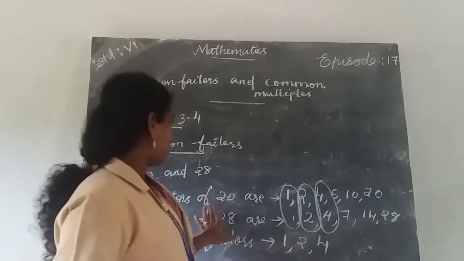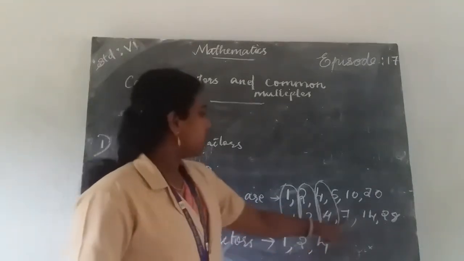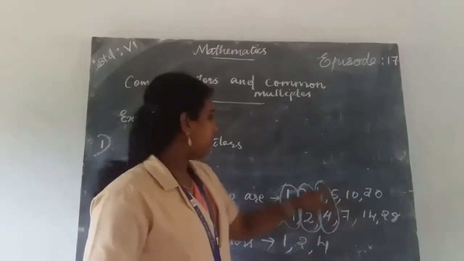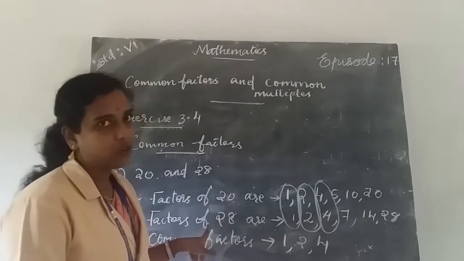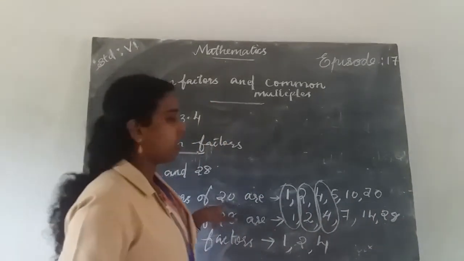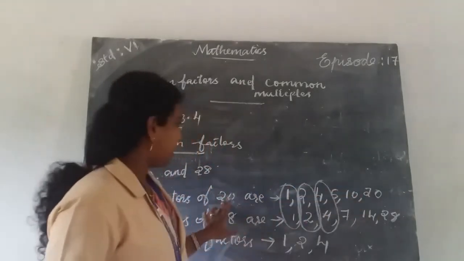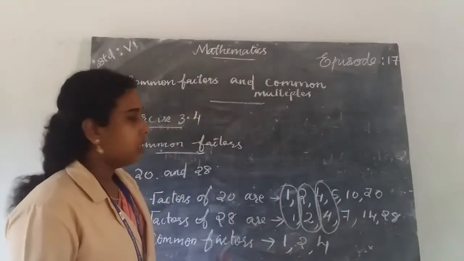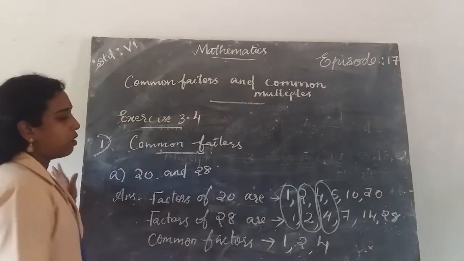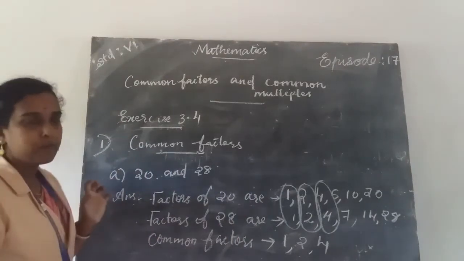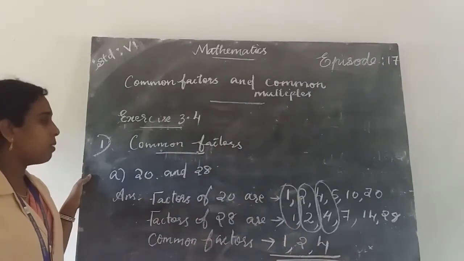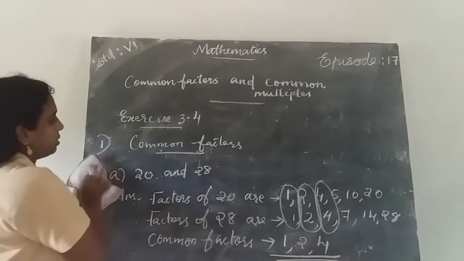And 5 is a factor of 20 but 5 is not a factor of 28. 7 is a factor of 28 but 7 is not a factor of 20. And 10 is a factor of 20 but not of 28. 14 is a factor of 28 but not of 20. And 20 is a factor of 20 but not of 28. So these factors are not common. So 1, 2 and 4 are the common factors of 20 and 28. So the answer is 1, 2 and 4.